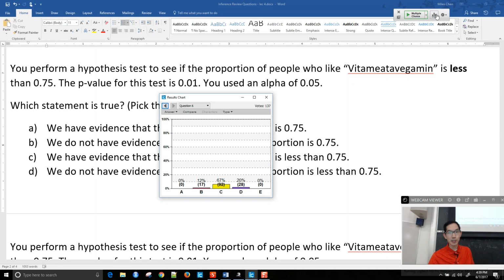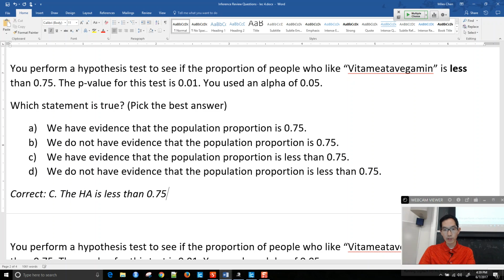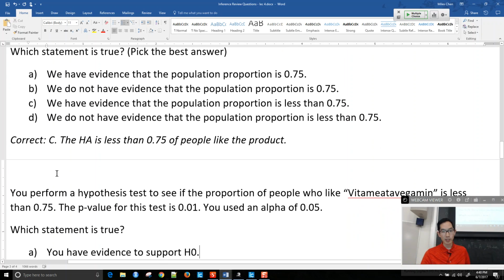All right, let's take a look here. And C is the correct answer. Okay, all right, so the correct choice is C. Okay, so in this case, the alternative is less than 75% of people like the product, and with the p-value, that's what we would accept here.